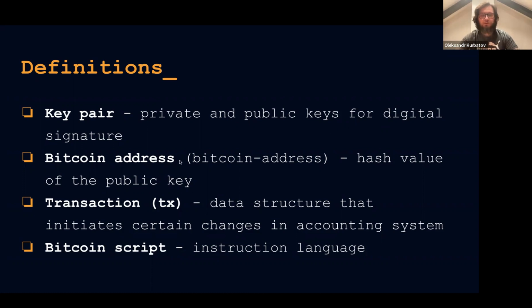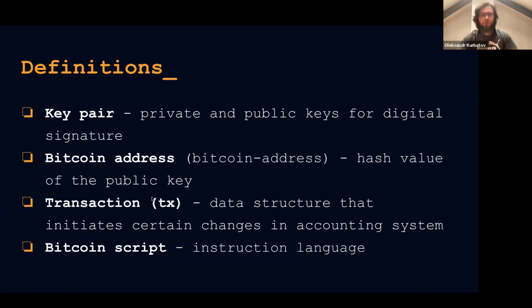The next one, Bitcoin address. A Bitcoin address isn't equal to a public key. A Bitcoin address is a hash value of the public key. Firstly, you generate a private key, then you derive a public key, and later you can generate the address by hashing the public key value.